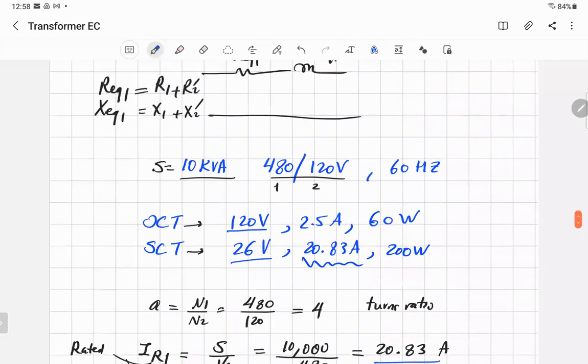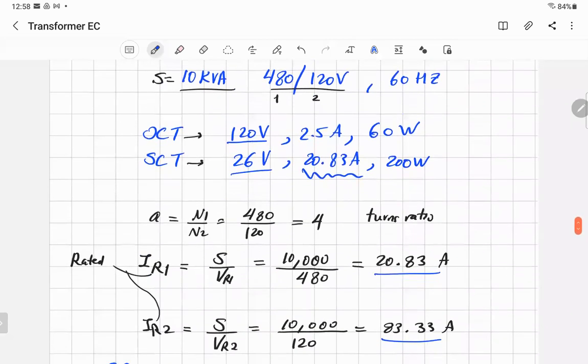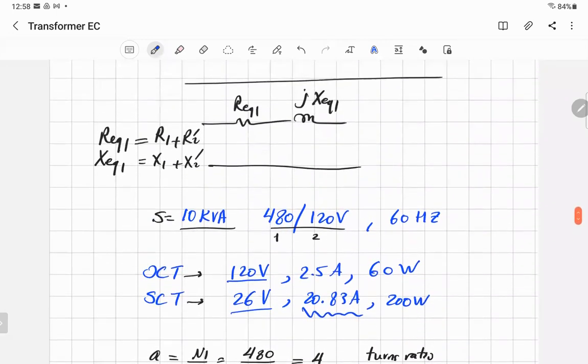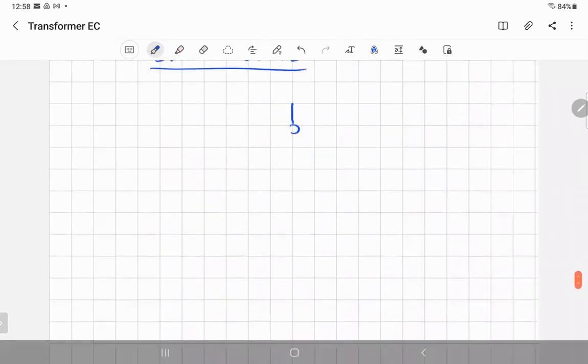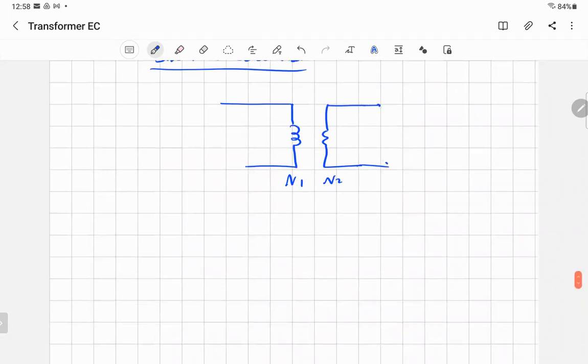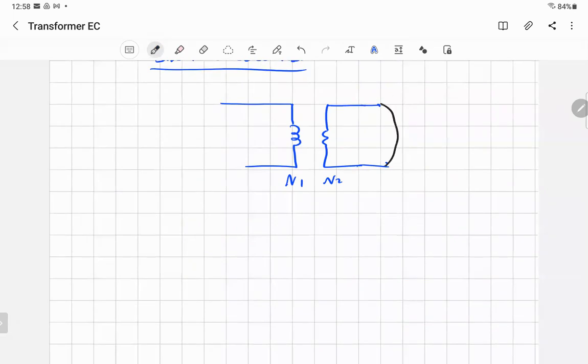We go now for side 1. That's 480, and 120 volts on side 2. And we agree that it's closer to IR1. So when you sketch the circuit, I1 and I2, this is your side 1, N1, and that's your side N2. In open circuit, they had the instrument there. Now the short circuit is on the other side, and all the measuring instruments will be there.